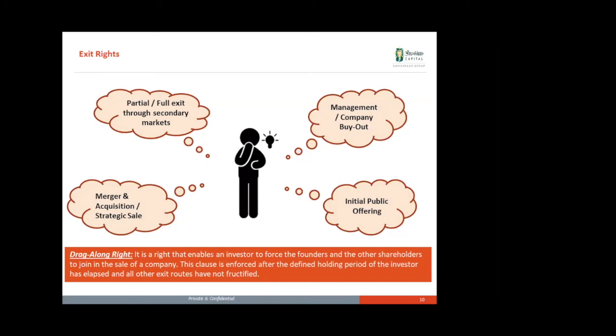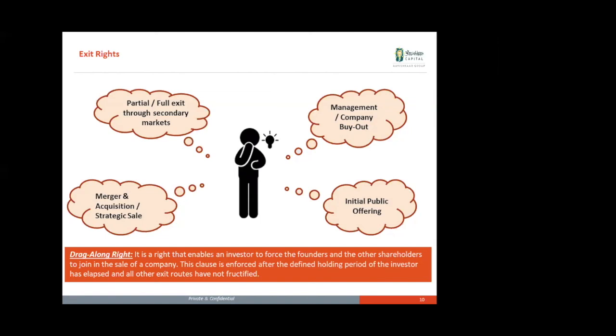There's no way the founder can refuse to do that, because this right gives the investors the ability to drag the founders and force them to sell to a buyer that the investors have identified. Now this can have variants as well. There can be only a promoter drag or a founder drag, where you're only dragging the founders and not the other shareholders, or there can be a full drag as well. You drag every other shareholder in the business, and every other shareholder also has to sell to the identified buyer. This is a standard clause.